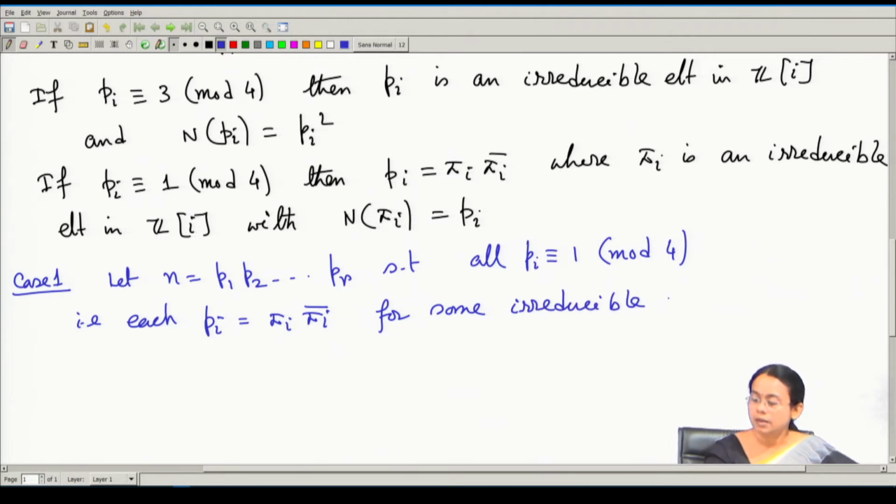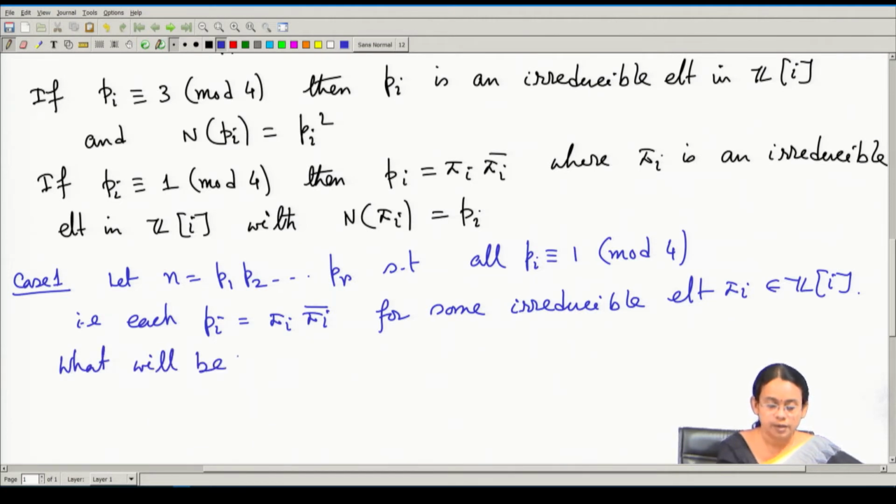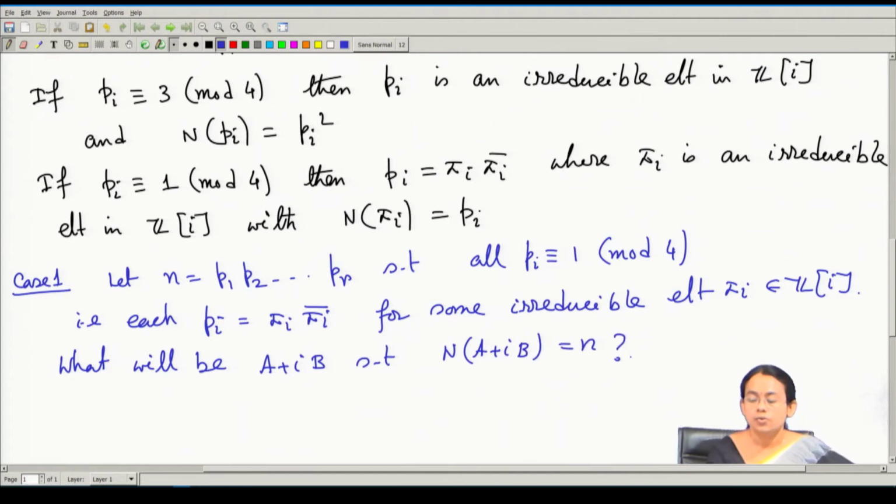for some irreducible element pi_i in Z[i]. Then our question is, what will be the element a plus ib such that the norm of a plus ib will be equal to small n? That is what we are trying to identify, basically this a plus ib from this factorization.